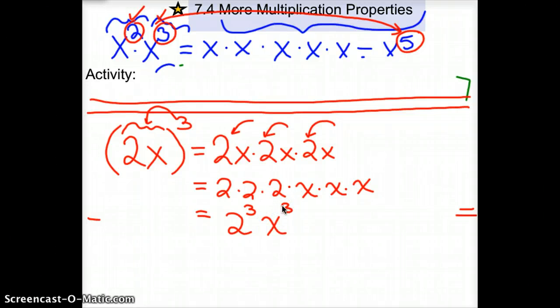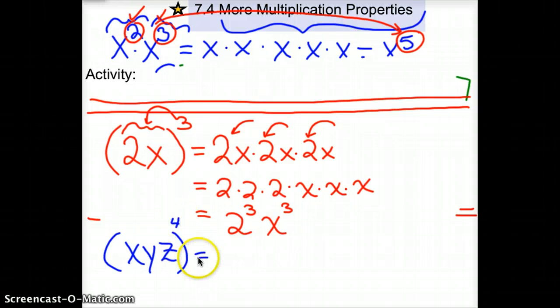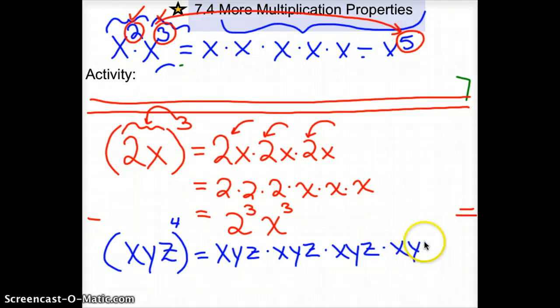I'm going to do one more so we can see the pattern. I'll do it in blue. So the next one I'm going to do is x, y, z to the 4th. And again, what a pain to write it out, but I'm going to. It'd be x, y, z times x, y, z. I'm going to do this 4 times. Notice this is the whole point of our rules, so that we don't have to do this.